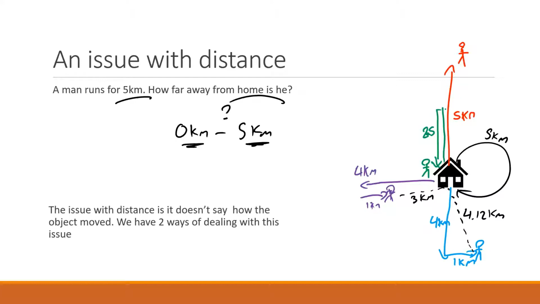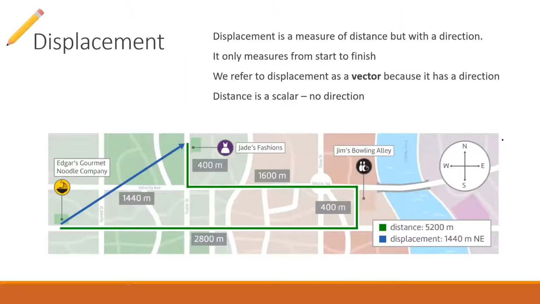The second way to deal with that is to introduce a new term. For a lot of you guys, if you want to replace this term with distance, that's fine, but it is still a new idea. That new term is called displacement. This is another thing I'd like you to copy down. Displacement is a measure of distance, but displacement must have a direction. So that's the first thing about displacement, is that displacement measures direction.